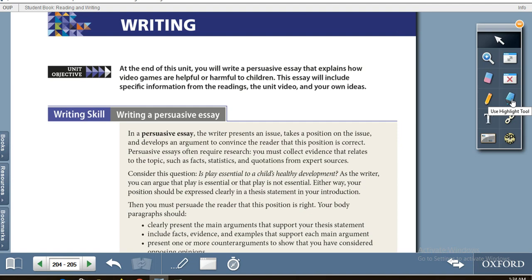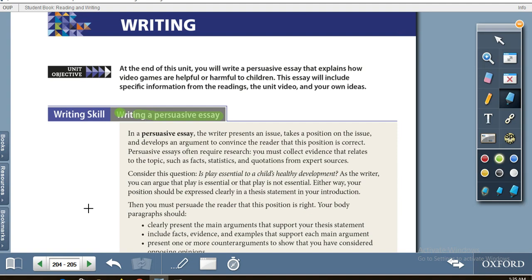Today we are at page 204. It's unit 8 of level 4. The topic of our writing today is writing a persuasive essay. Writing a persuasive essay means that the writer wants his reader to be persuaded by his reading.